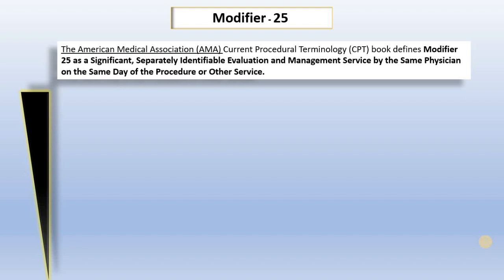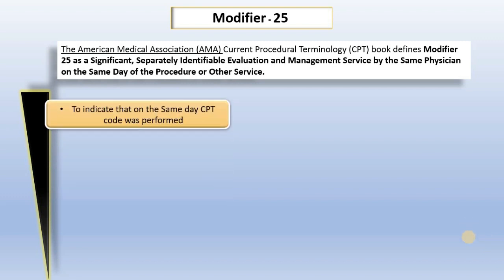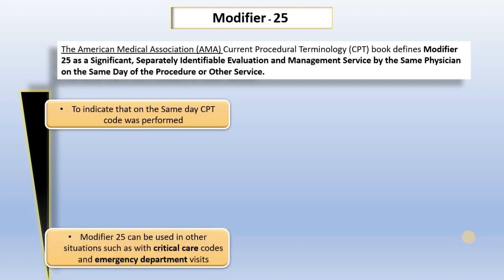Modifier 25. As per AMA, American Medical Association, CPT book defines Modifier 25 as a significant separately identifiable evaluation and management service by the same physician on the same day of procedure or other services. Simply, evaluation and management and procedure has to be performed on same day by same physician. Then to indicate that on the same day CPT code was performed.